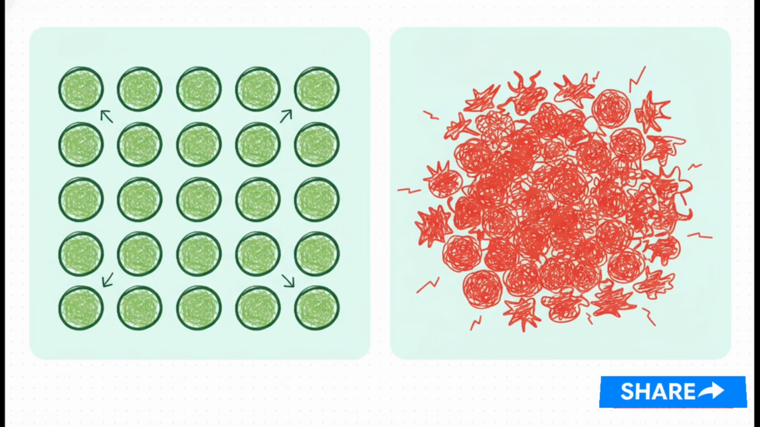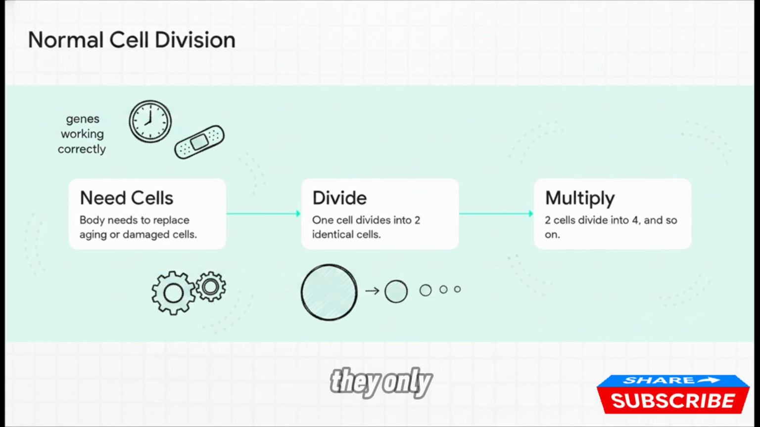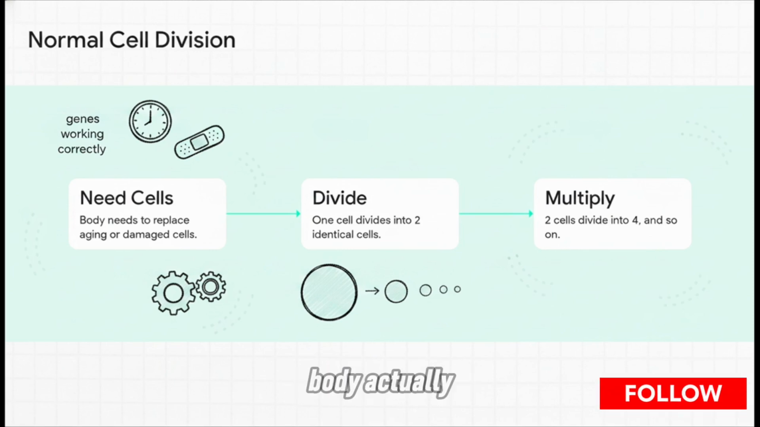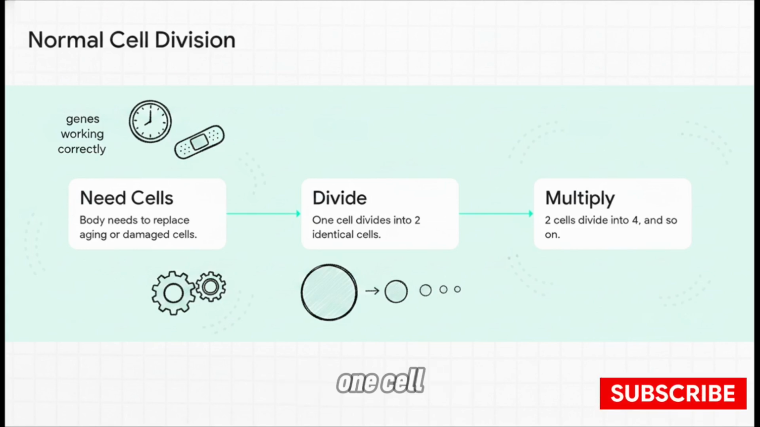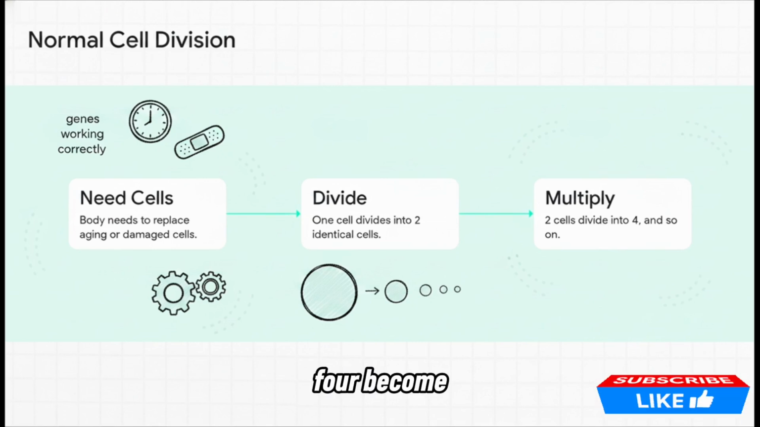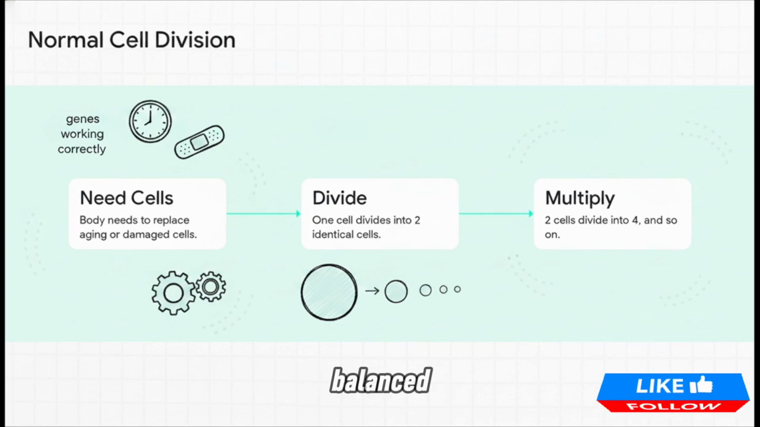To truly wrap our heads around how chaotic cancer growth is, we first have to remember what normal cell division is supposed to look like. When your genes are working perfectly, they only trigger a cell to divide when your body actually needs it, like to replace an aging cell or heal a cut. And it is this beautifully orderly, exponential process. One cell divides to make 2 exact copies, those 2 become 4, 4 become 8, and so on. It is tightly regulated and perfectly balanced.